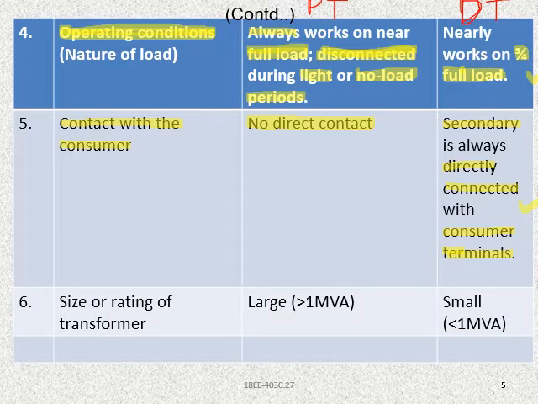And coming to the sixth point, size or rating of transformer. The power transformers are large in size, of about greater than 1 MVA, and the distribution transformers are smaller in size, of about less than 1 MVA, mega volt ampere. MVA indicates mega volt ampere. Mega indicates 10 power 6. Make a note of this.